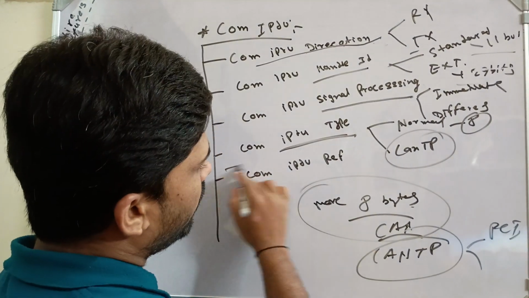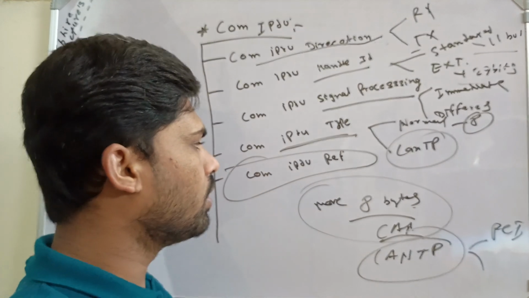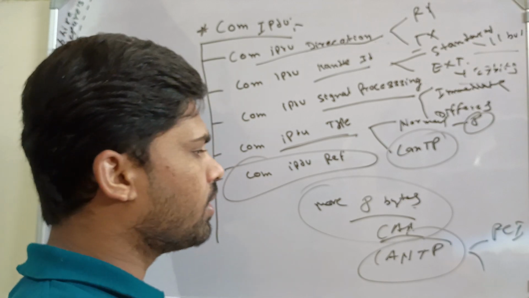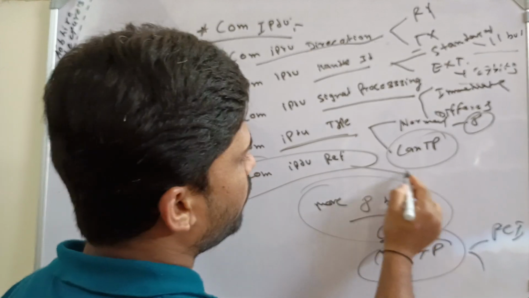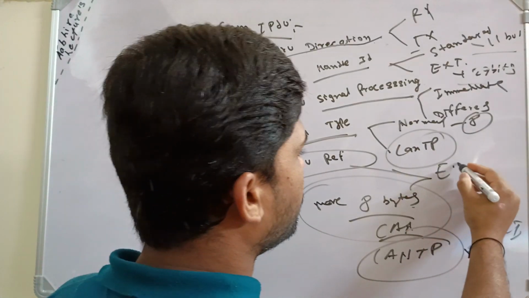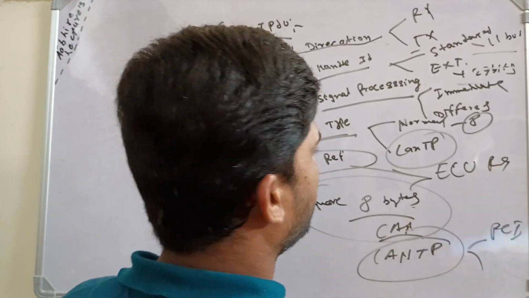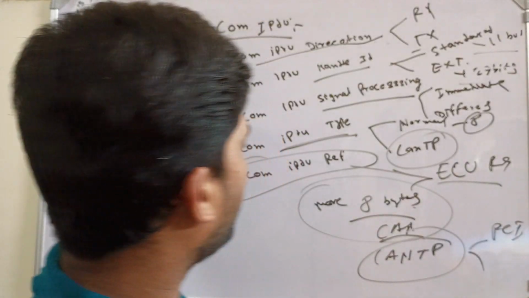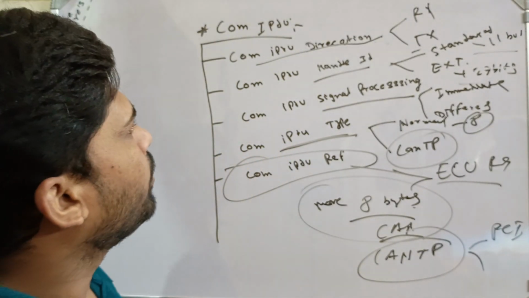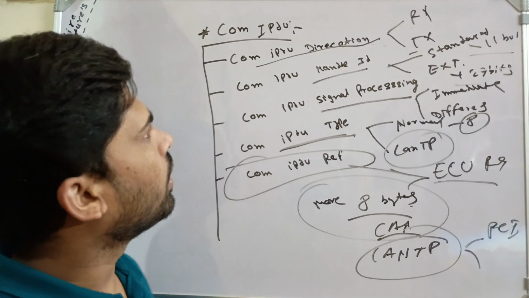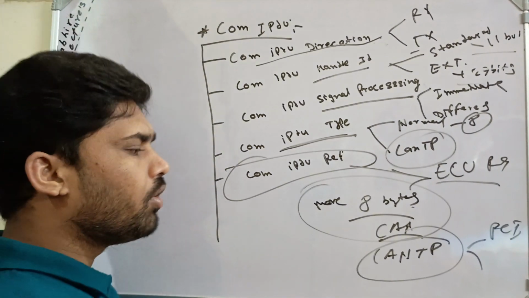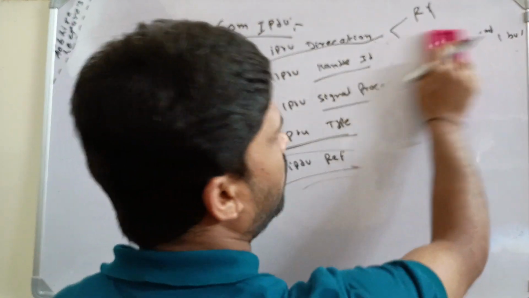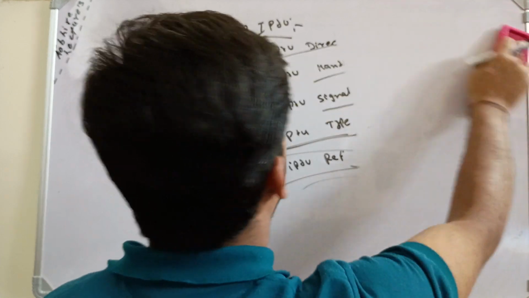Then again we have to give the ipdu reference. So from where can I give the ipdu reference? That is the question, right? The ipdu reference will come from the ECUC reference. In the ECUC reference we have to give the ipdu reference. So these are the parameters which we have to configure in the COM ipdu while doing signal configuration. I hope you got it.